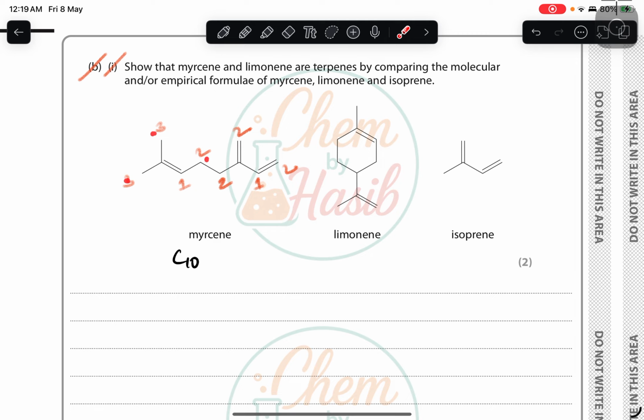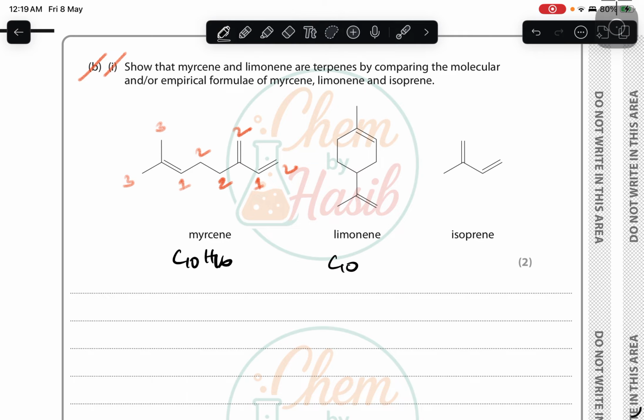6, 7, 8, 9, 10, 11, 12, 13, 14, 15, 16. There are 16 hydrogen atoms in myrcene. Let us look at limonene. I think they have the same number of carbon atoms. They should have the same number of carbon atoms. Let us count the number of carbon atoms, though.